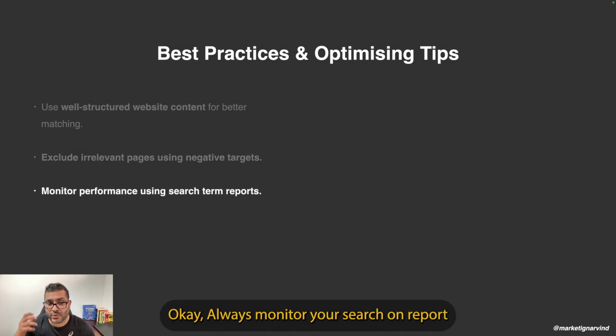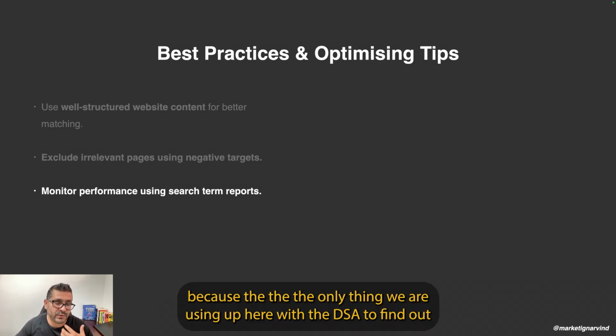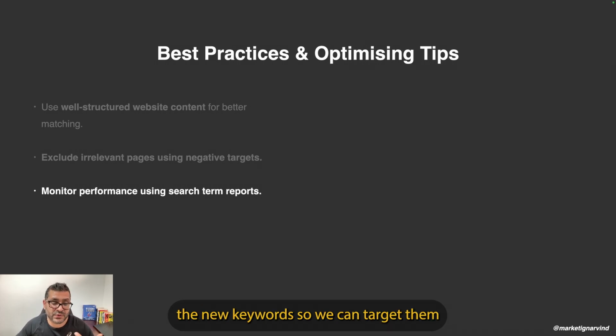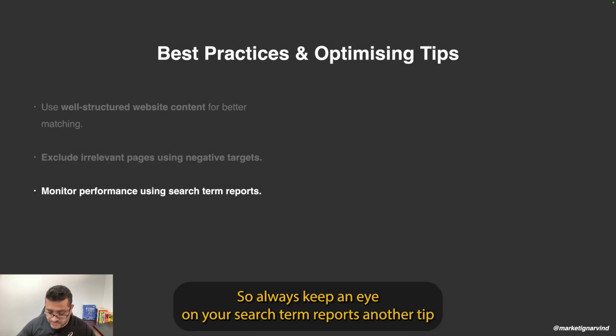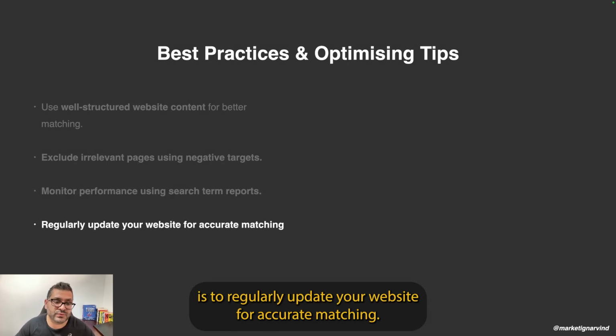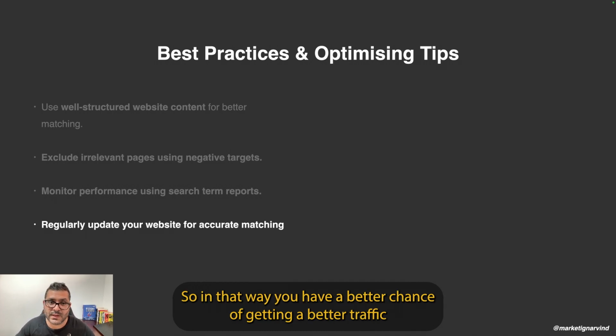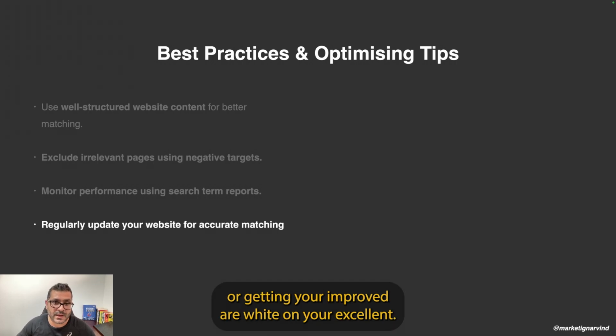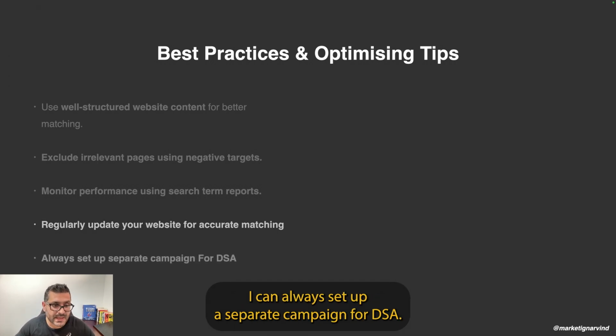Okay. Always monitor your search term reports, because the only thing we are using the DSA for is to find out new keywords, so we can target them inside our other search campaign. So always keep an eye on your search term reports. Another tip is to regularly update your website for accurate matching. In that way you have a better chance of getting better traffic or an improved ROI on your ad spend. Okay.